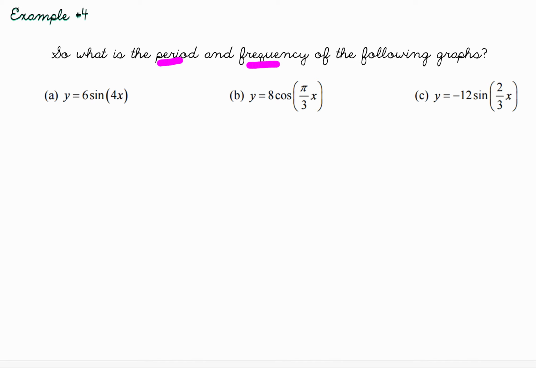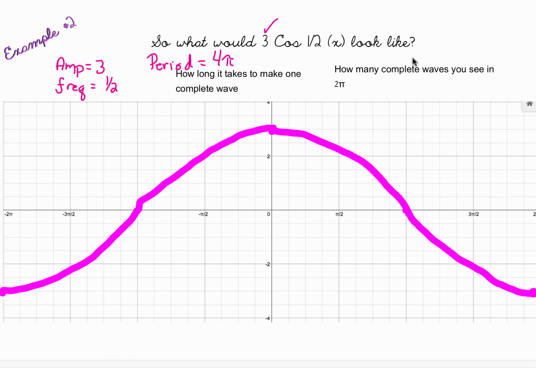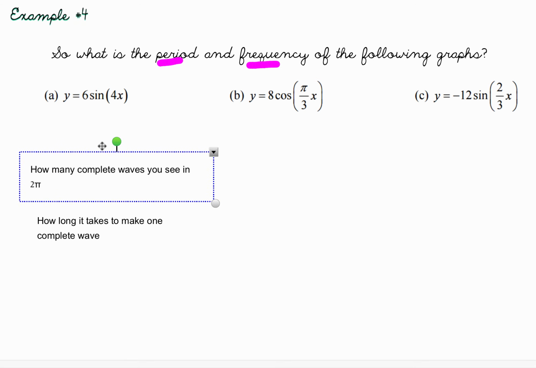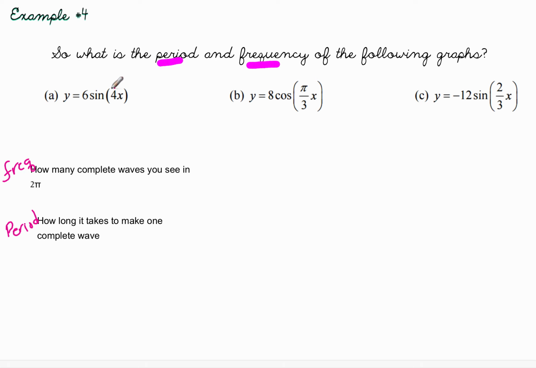Let's put these down now, these words. How long it takes to make one complete wave. And how many waves you see in 2 pi. So let's get our words straight with them. How long it takes to make one complete wave is our period. And how many complete waves you see in 2 pi is our frequency.